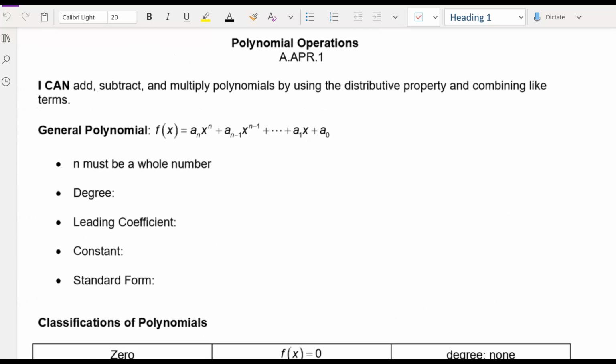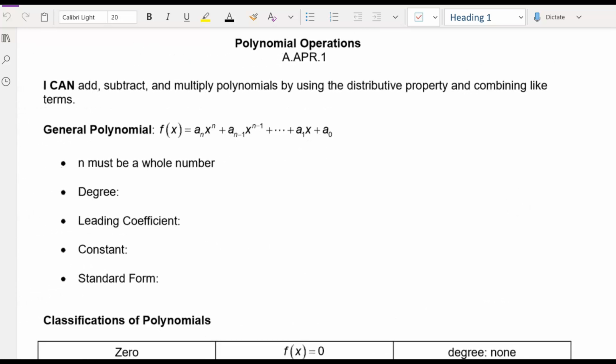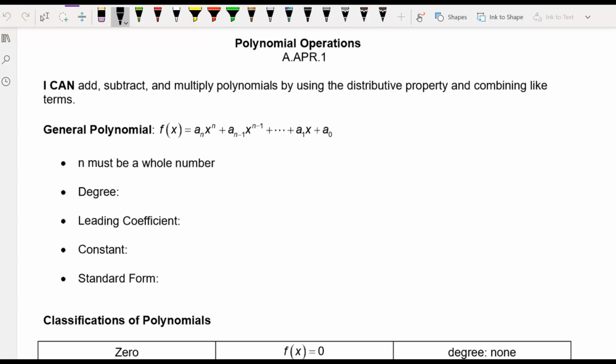This is polynomial operations. So we're going to be adding, subtracting, and multiplying polynomials by using the distributive property and combining like terms. So with a general polynomial, we want it in order, so standard form. So that means n must be a whole number.